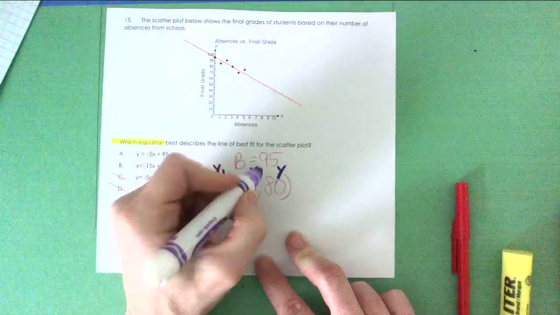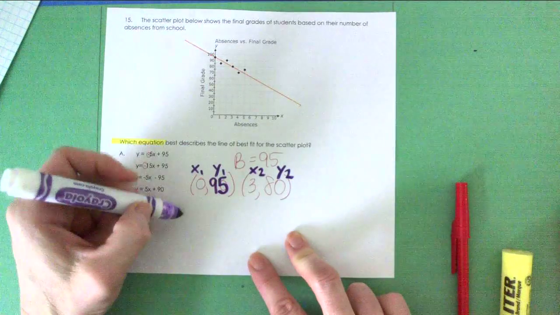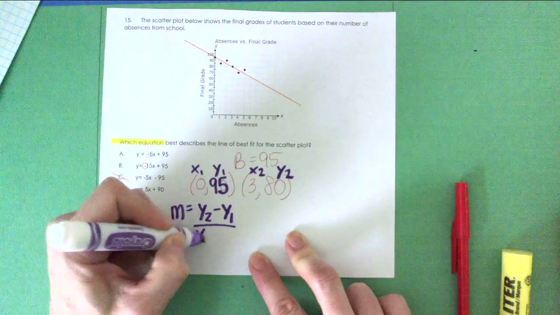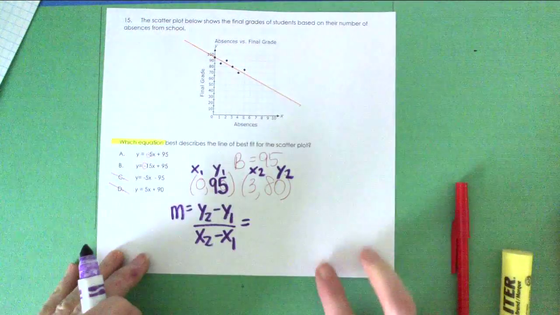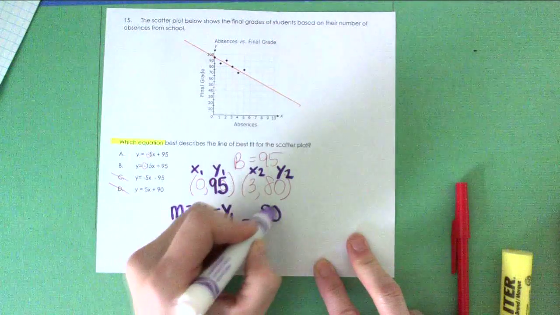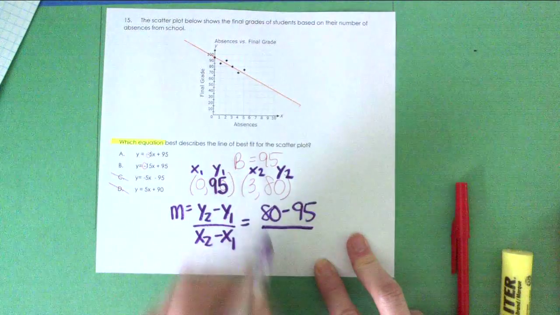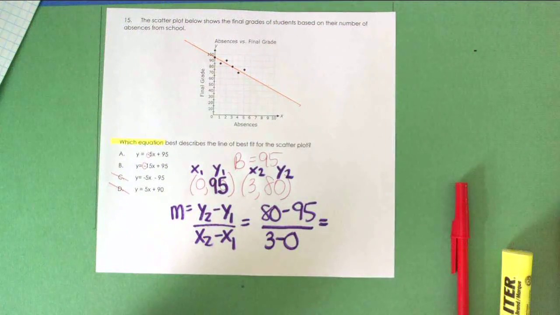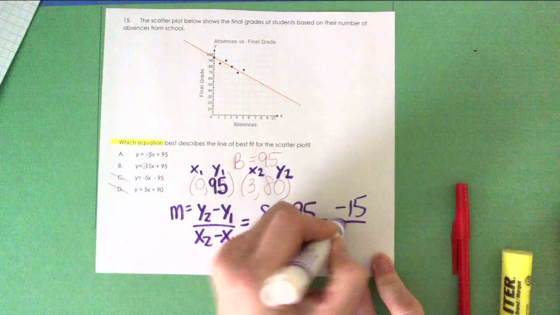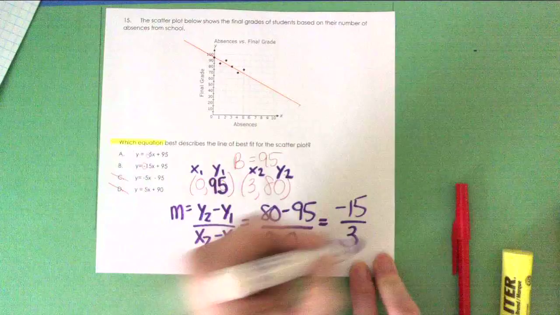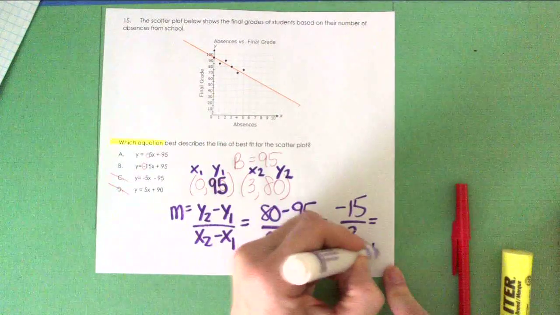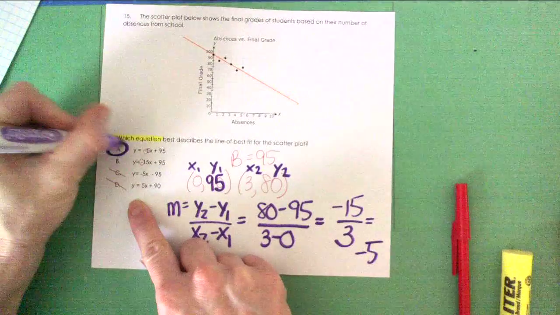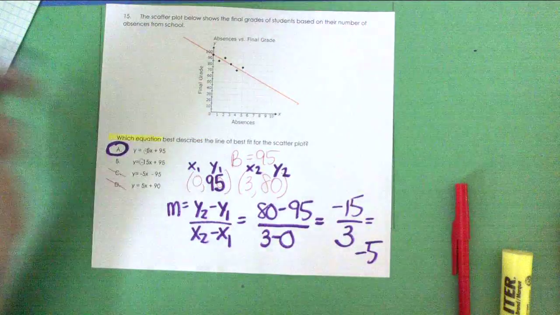So using my formula, m equals y sub 2 minus y sub 1 divided by x sub 2 minus x sub 1, I've got 80 minus 95 divided by 3 minus 0. And 80 minus 95 is negative 15. 3 minus 0 is 3. So that's going to give me negative 5 as my final slope. So I'm going to go ahead and choose A, since my slope is negative 5 and my y-intercept is 95.